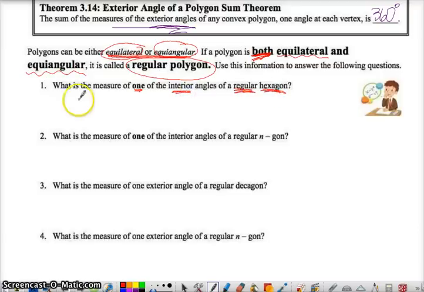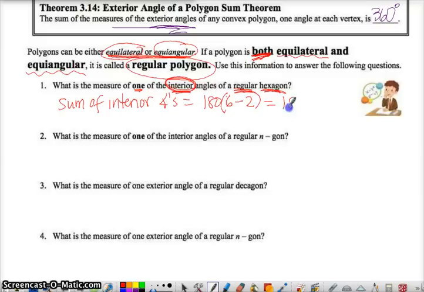Okay, so we have a six-sided figure. If we want to find the interior sum, the sum of the interior angles equals 180 times the number of sides minus 2, right? So that's 180 times 4, which we get what? 720 degrees. But that's not the measure of one of the interior angles.